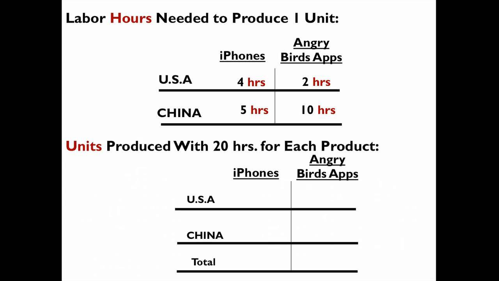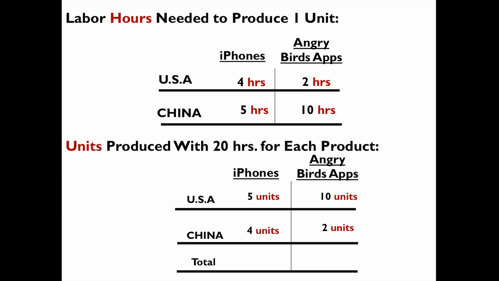So for instance, if the US has 20 hours to produce iPhones, since they need 4 hours to produce one, they can produce 5 iPhones. And since they need 2 hours to produce one Angry Bird, and they have 20 hours to produce them, they can produce in total 10 Angry Birds. China, since they need 5 hours to produce an iPhone and they have 20 hours, can produce 4 iPhones. And since they need 10 hours to produce an Angry Bird and they have 20 hours total, they can produce 2 Angry Birds.